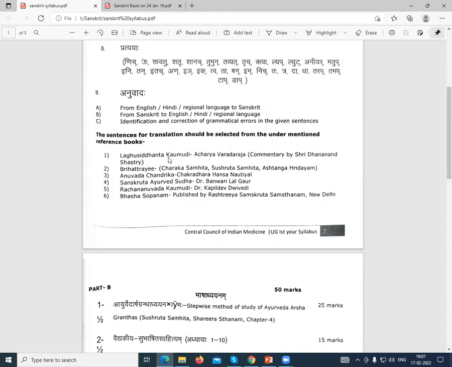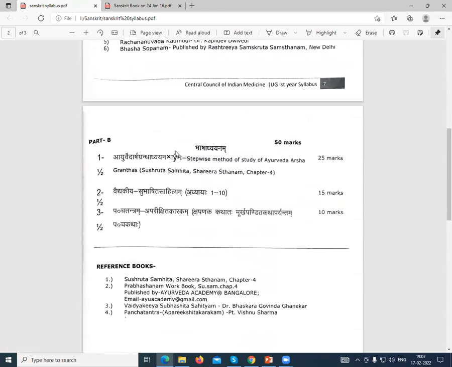Okay. So this is part A finished. And now we will go for part B. There is Bhasha Adhyayanam of 50 marks. Vyakaran and translation is for 50 marks and then Bhasha Adhyayan for 50 marks.